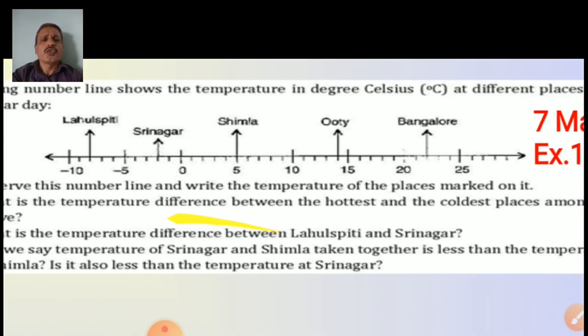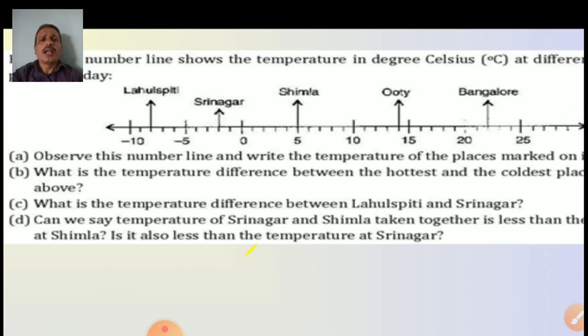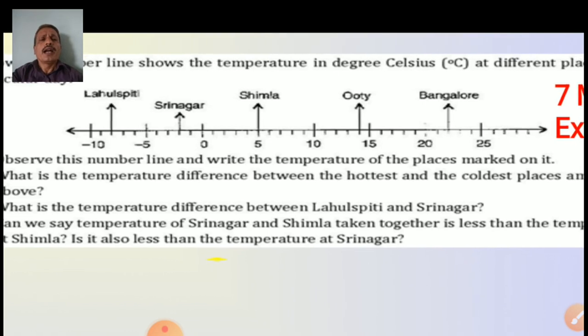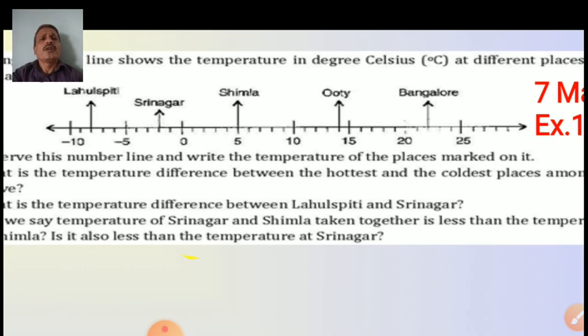See, the number line is shown here. It is written from -10 to 25, and the different city names are written here: Lahaul Spiti, Srinagar, Shimla, Ooty and Bangalore. A. What do we have to find? Observe this number line and write the temperature of the places mentioned on it.